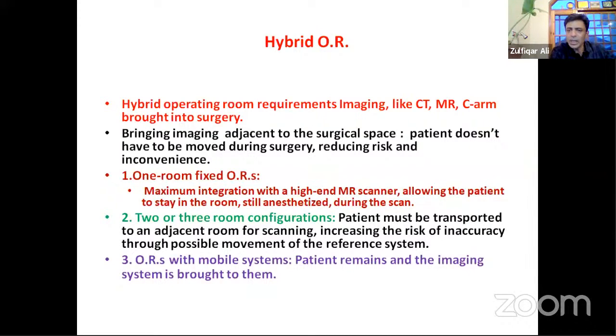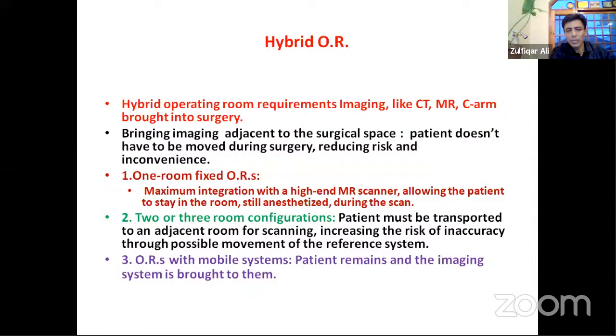If there is inadequate clearance, the patient is again brought to the OR and necessary steps are taken, and again the patient may be taken for MR to ascertain whether the necessary corrections have been made. Then we have two or three room configurations where the patients have to be transported to adjacent rooms. It's not in continuity with the operating room, and this type of two or three room configuration increases the inaccuracy because there are possible movements once we use this reference system.